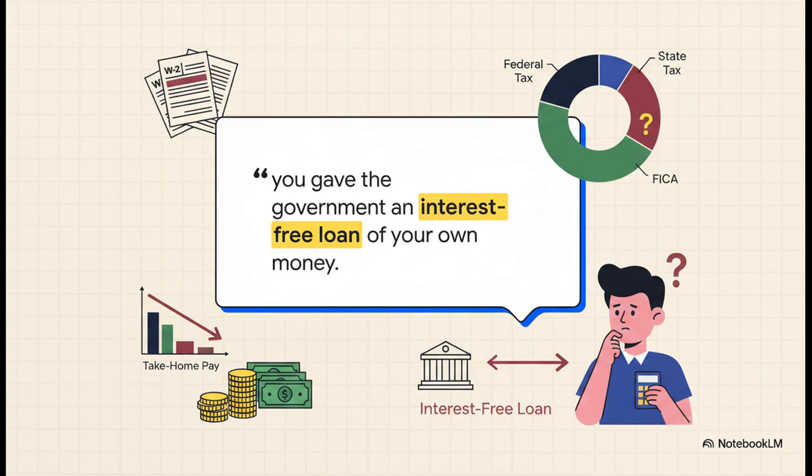Society has pretty much trained all of us to celebrate these massive tax refunds, right? But read this quote. Getting a large refund sounds great, but it actually means you gave the government an interest-free loan of your own money. The goal isn't to get a giant refund. The actual goal is to have your withholding match your true tax bill as closely as possible, so you get to keep your own money working for you throughout the year.